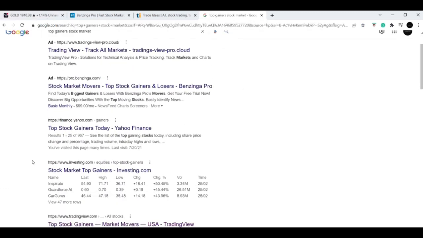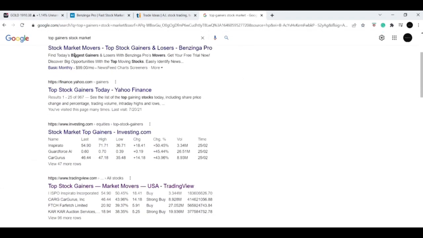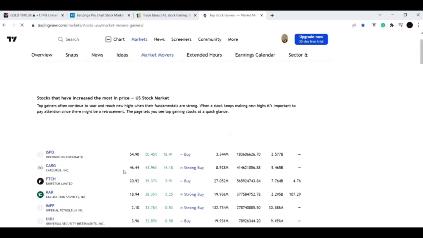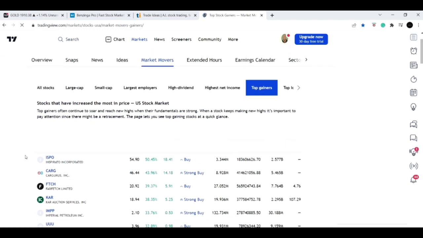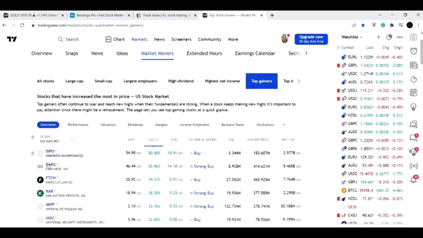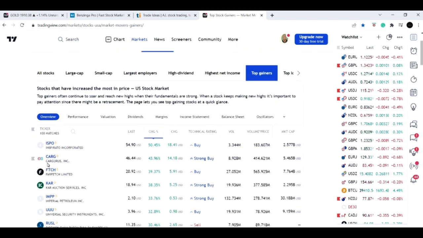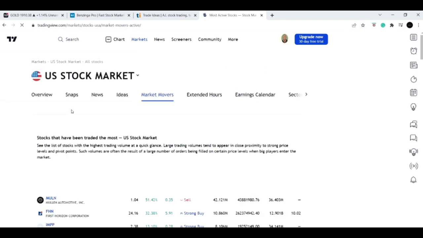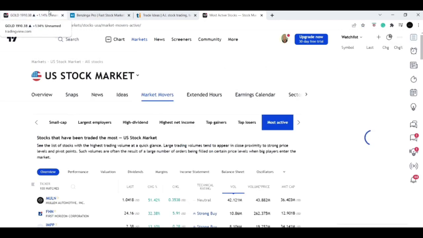Now, during the day, you can actually go to TradingView. You go to Google, type in top gainers stock market, and what's going to happen is they're going to show you the top gainers for the day, okay? This is free, and you can look at the top gainers for the day. Now, this is delayed, a 15-minute delay, so you have to understand that, but they will show you the top gainers for the day, and also they show you the most active stocks for the day. So you could probably use that to trade some stocks.